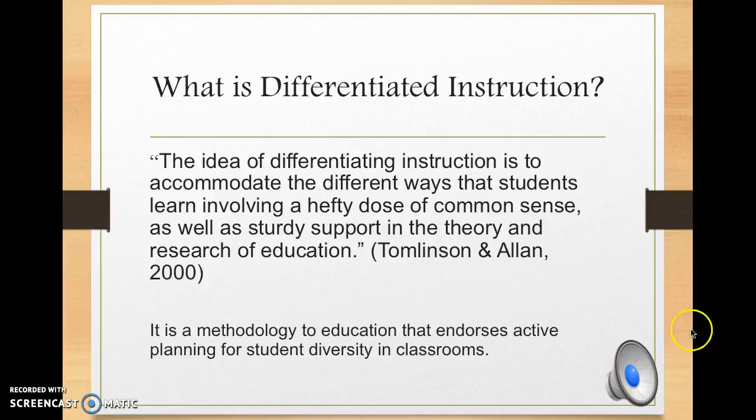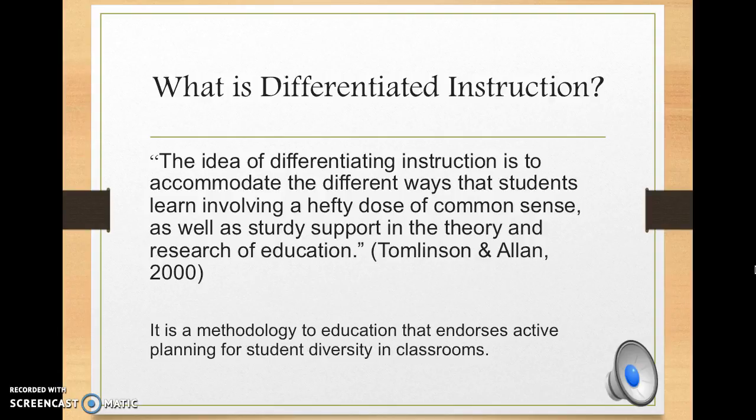What is differentiated instruction? According to a University of Virginia professor and author of many published books on differentiated instruction, Carol Ann Tomlinson, the idea of differentiated instruction is to accommodate different ways that students learn, involving a hefty dose of common sense as well as sturdy support in the theory and research of education.